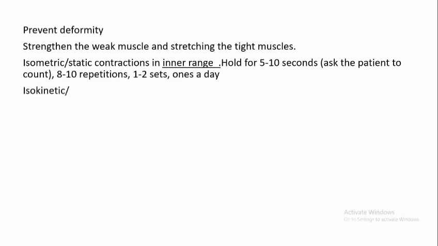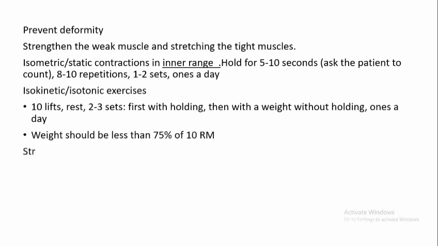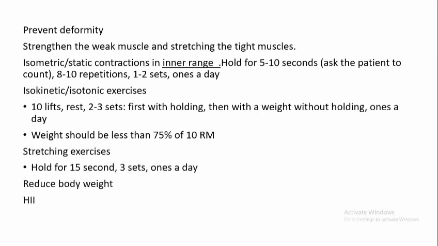Isotonic exercises: 10 lifts, rest, 2 to 3 sets. First with holding, then with a weight without holding, once a day. Weight should be less than 75% of 10 RM. Stretching exercises: hold for 15 seconds, 3 sets, once a day. Reduction of body weight. HIIT.